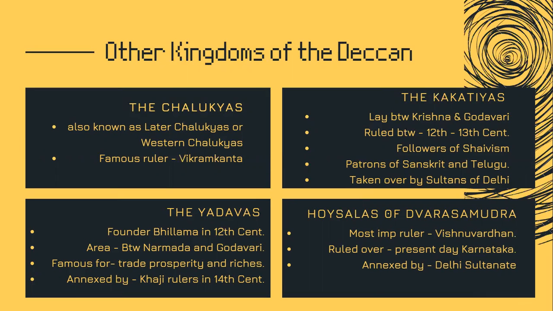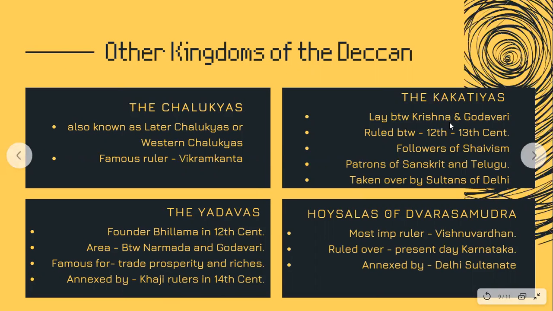Coming to the Yadavs, the founder of the Yadav kingdom is Bhilama in the 12th century. Now, they were ruling over the area between Narmada and Godavari, and they're famous for the trade prosperity as well as the riches that existed in the kingdom. Now, they were annexed by the Khalji rulers in the 14th century, right? So they were ruling from the 12th to the 14th century. That's the Yadavs for you.